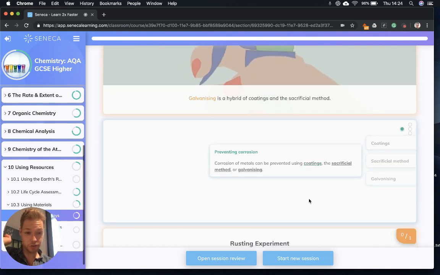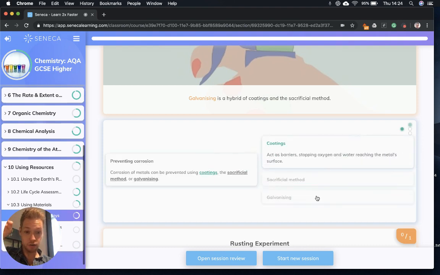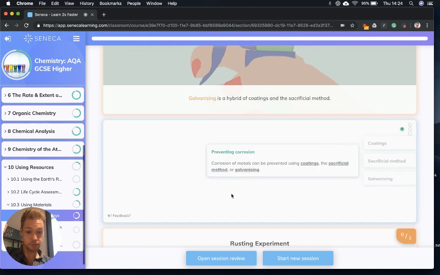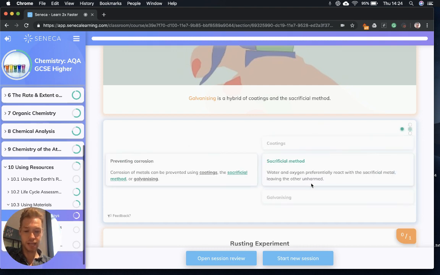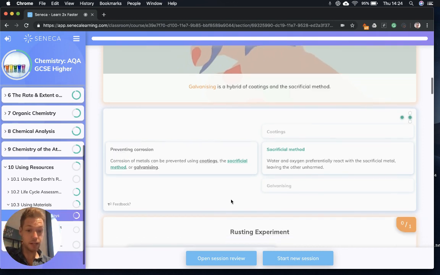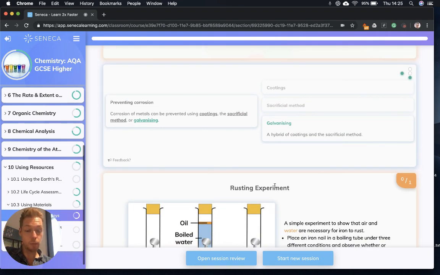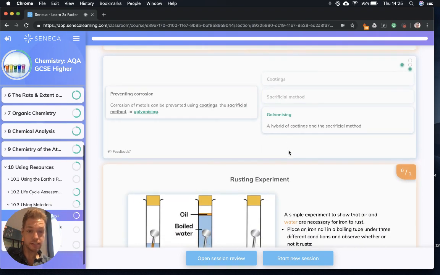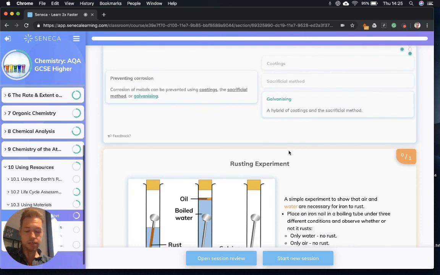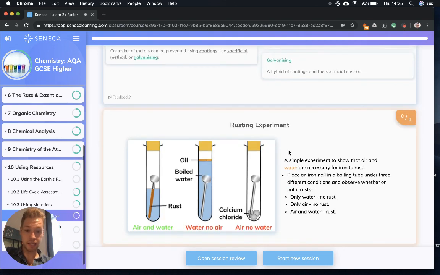Do you remember those 3 ways we can prevent corrosion? They've all got pretty great names, which should make them easy to remember. So let's go through them again. We start off with coatings, which is when we have a barrier that stops oxygen and water reaching the metal surface. My personal favorite, the sacrificial method. Water and oxygen preferentially react with the sacrificial metal, leaving the other unharmed. And then galvanizing, which is a combination of coatings and the sacrificial method. And the word galvanize means come together. So that should hopefully help you remember that coatings and sacrificial method together makes galvanizing.